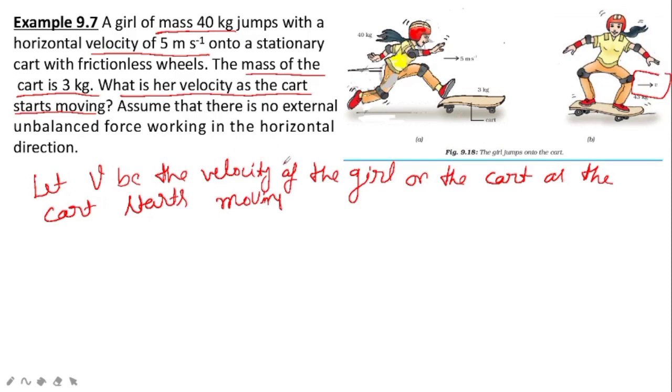Then, so now first we will take the total momentum of the girl and cart before the interaction, because still they have not interacted here. So according to our equation, we have to find the two parts. One is before and the other is after. So now first we will take up before.